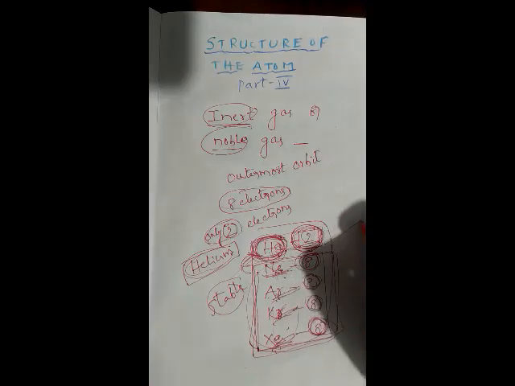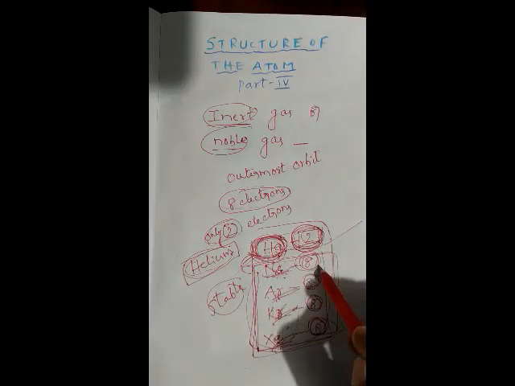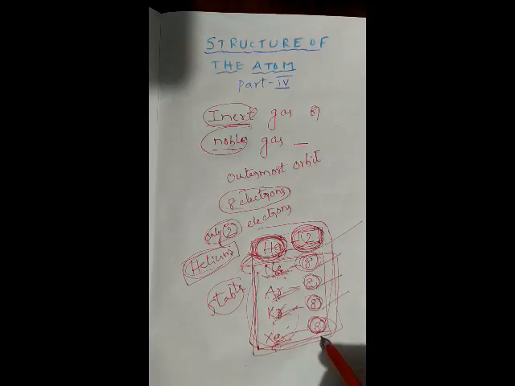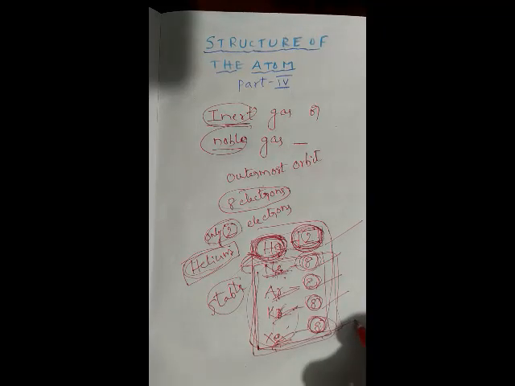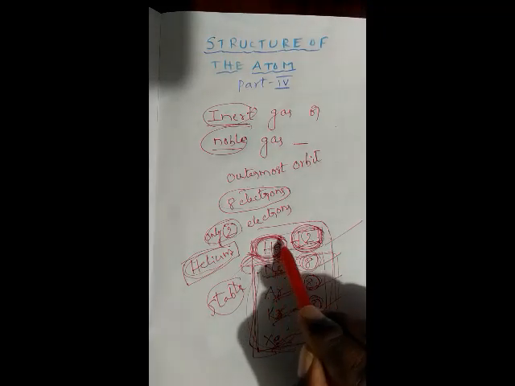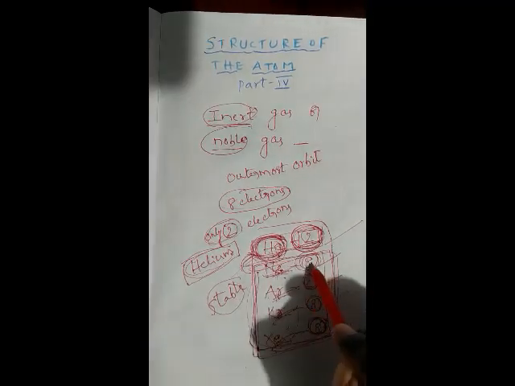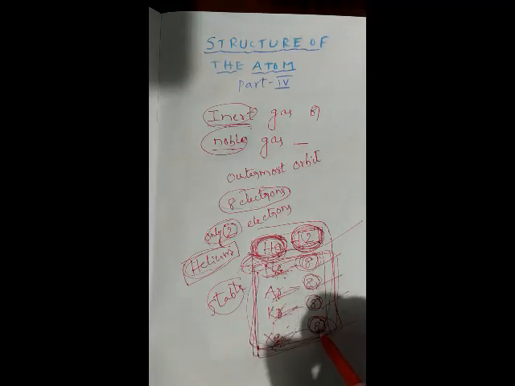Helium contains 2 electrons in the outermost orbit. Neon contains 8 electrons in the outermost orbit. Argon contains 8 electrons, krypton contains 8 electrons, and xenon also contains 8 electrons in the outermost orbit. Except helium, all the remaining inert gases contain 8 electrons in the outermost orbit.